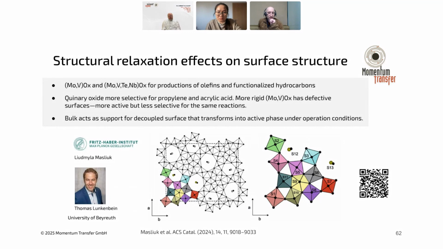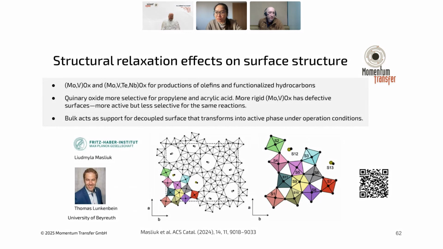And basically what they find performance-wise is that this quinary oxide is more selective for propylene and acrylic acid. And what is the reason for that? Well, they think, and I'll show, molybdenum vanadate is more rigid, and it actually leads to more defective surfaces.